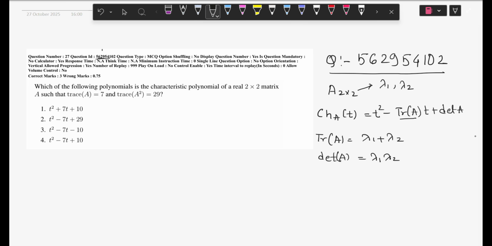So to find out det A, हमें क्या दिया हुआ है? Trace of A square दिया हुआ है. अगर A मैट्रिक्स का आइगन वैल्यू लैम्डा 1 लैम्डा 2 है, so A स्क्वायर का आइगन वैल्यू बताए वो क्या होगा? लैम्डा 1 स्क्वायर लैम्डा 2 स्क्वायर. So these are the eigenvalues of A square, and hence trace of A square would be equal to lambda 1 square plus lambda 2 square. Now trace of A square, which is 29, is equal to lambda 1 square plus lambda 2 square.